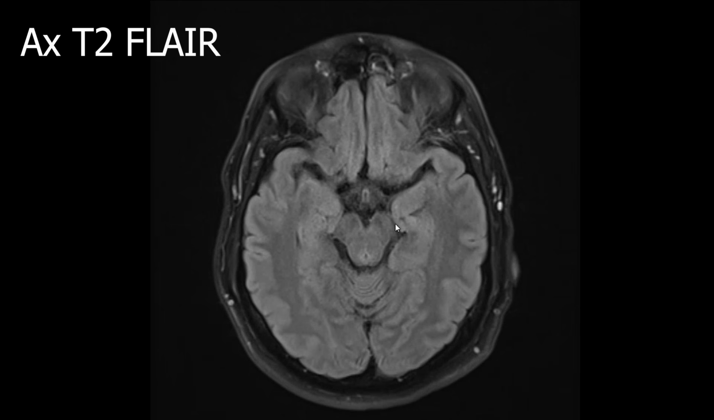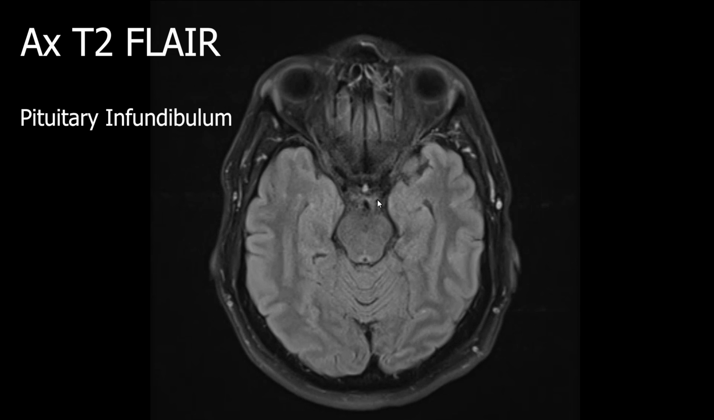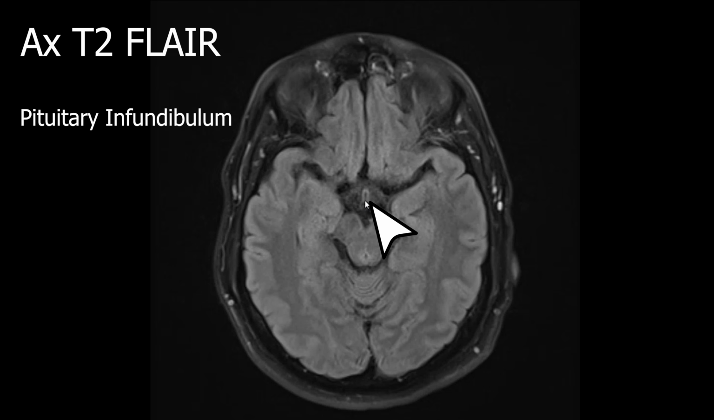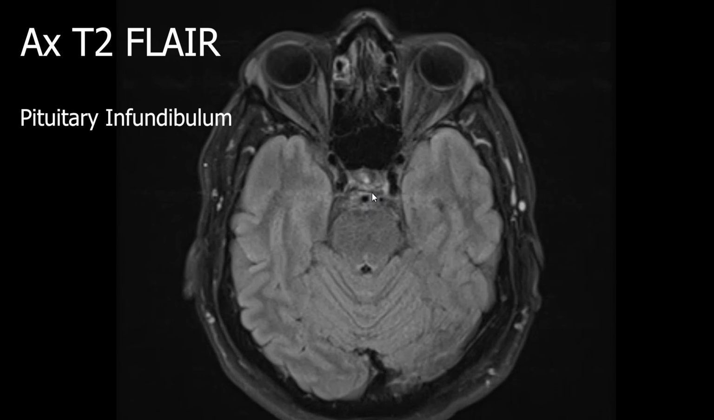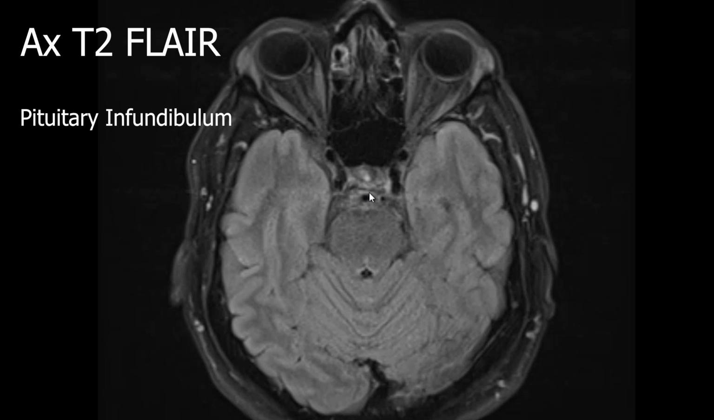I prefer to look at the pituitary infundibulum on FLAIR. This should be midline and thin. If it's thickened or displaced, we need to figure out why.